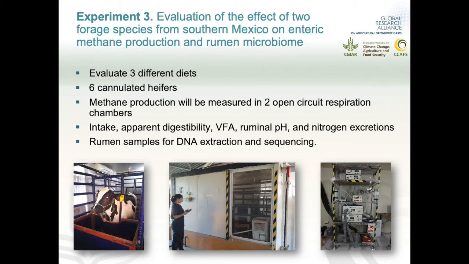where six cannulated heifers will be used. Methane production will be measured in two open circuit respiration chambers. There will be other variables that will be measured. And for this experiment, my graduate supervisor contacted investigators from Teagasc in Ireland. So hopefully I will have the opportunity to carry out DNA extraction and sequencing from rumen samples of this experiment there.